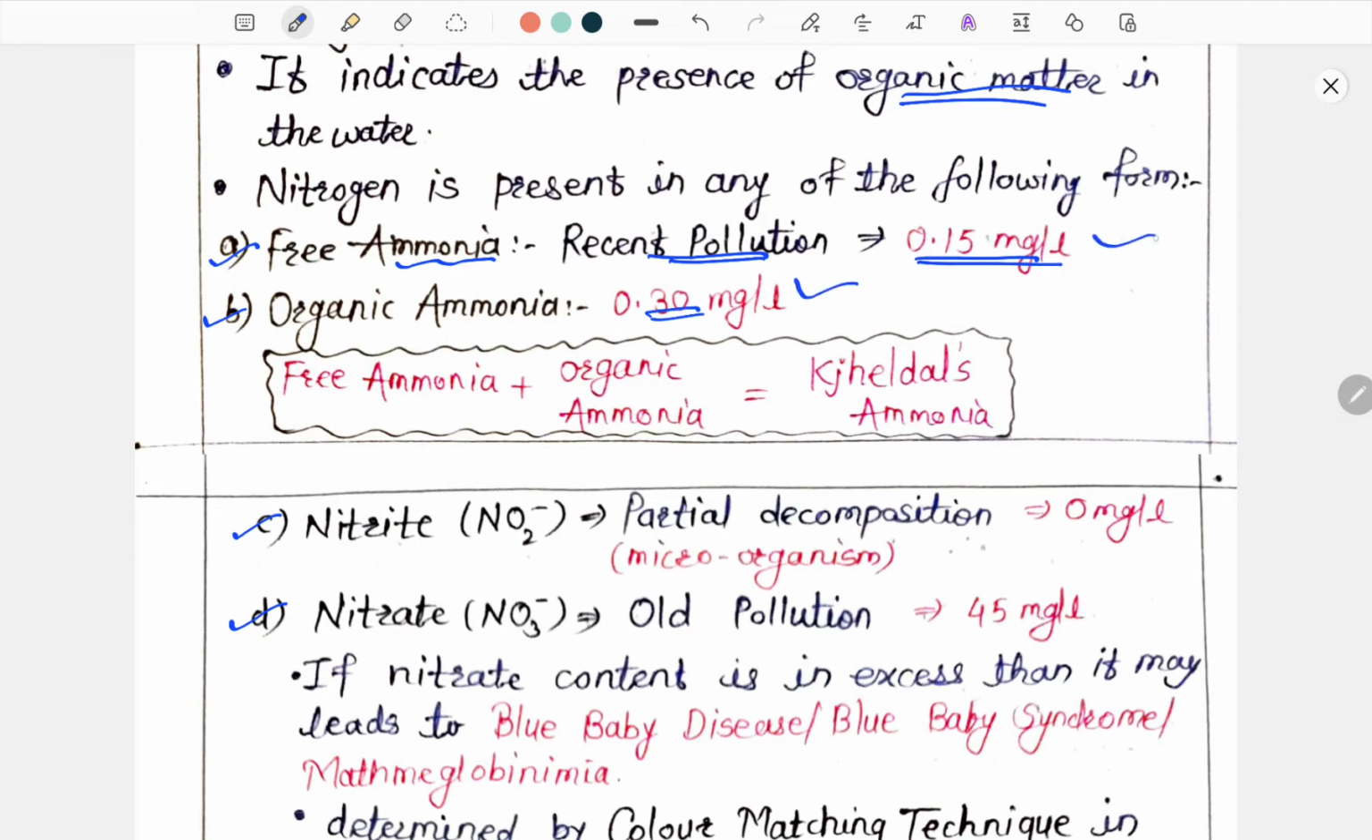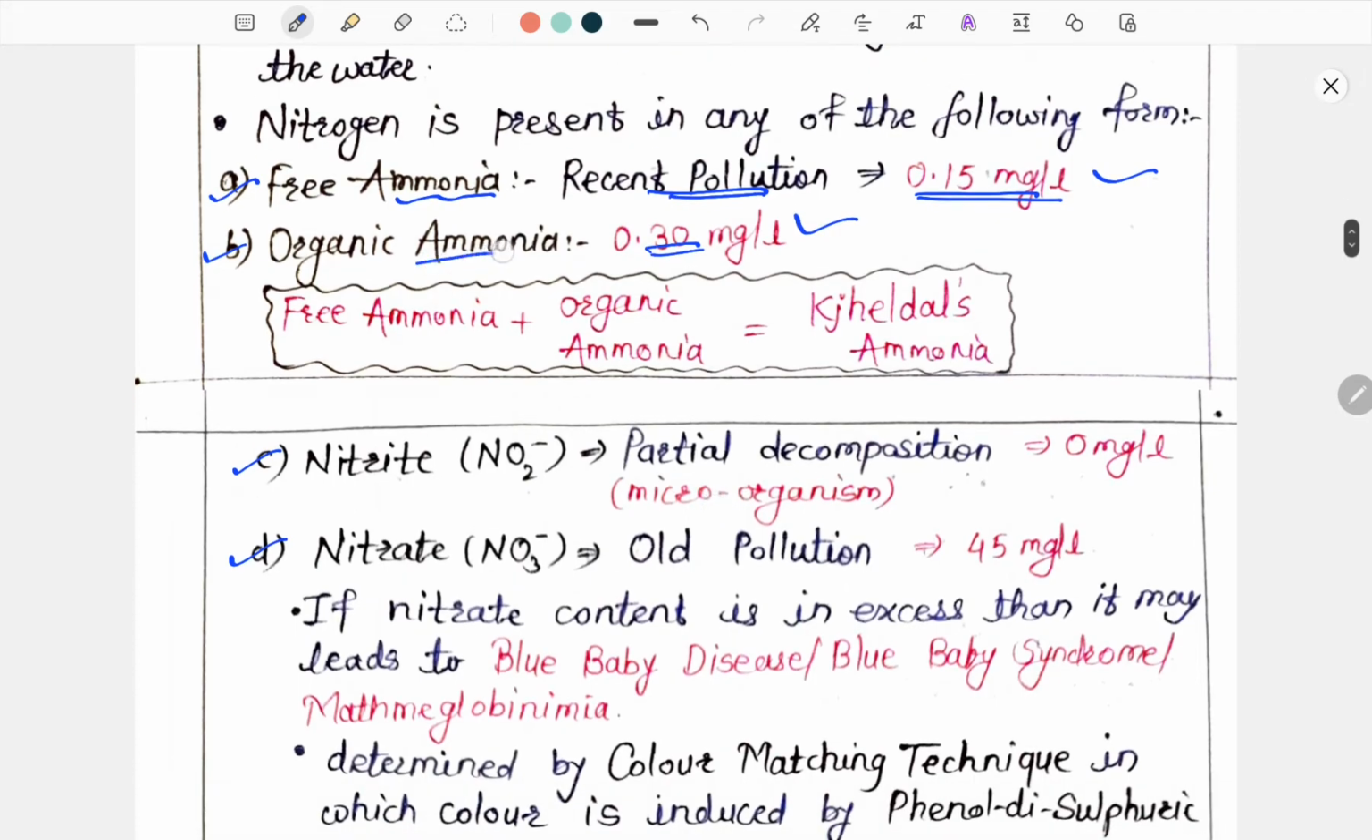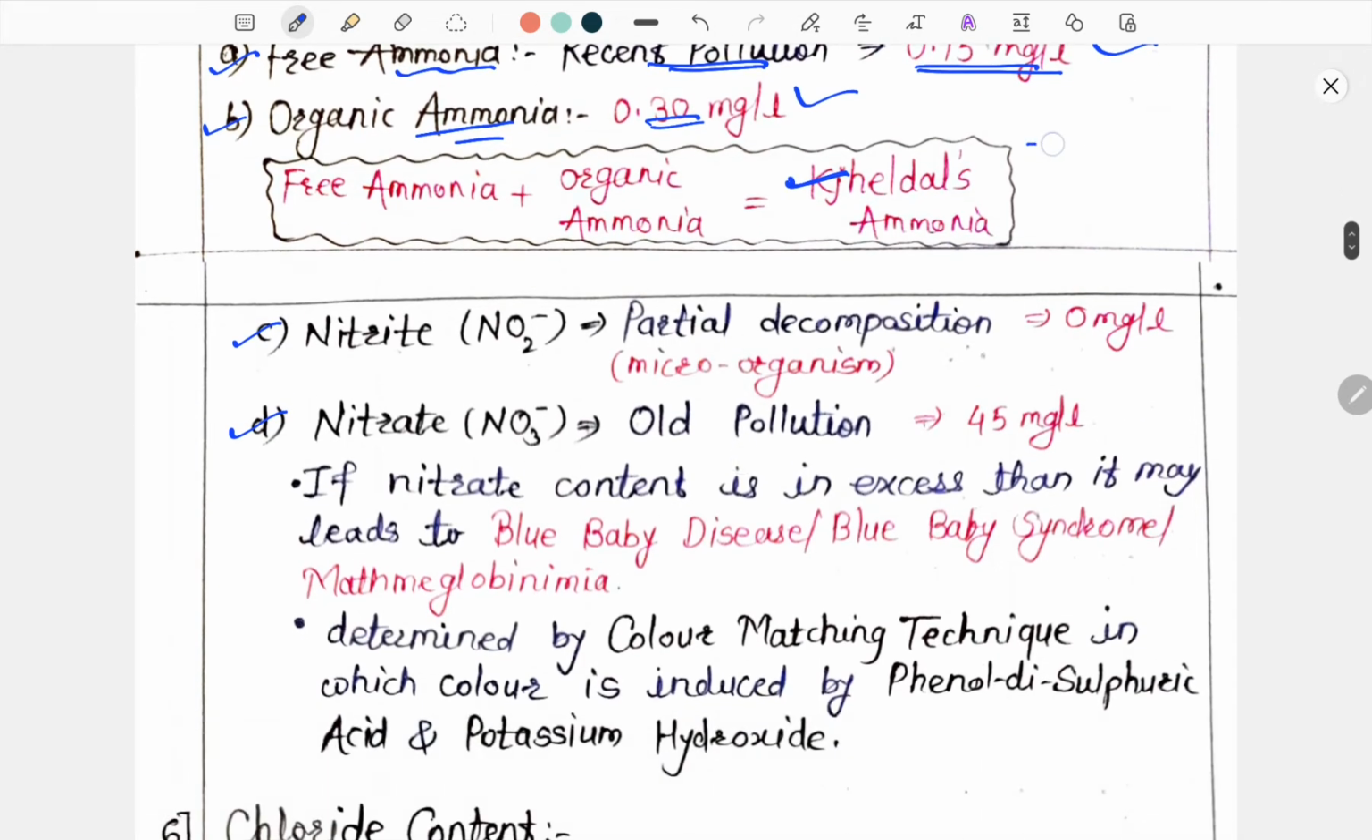So remember these values. Free ammonia is 0.15 mg per liter, organic ammonia is 0.30 mg per liter. This free ammonia and organic ammonia are known as the Zellder's ammonia. So free ammonia plus organic ammonia is known as Zellder's ammonia. This is a very important point from the exam point of view.